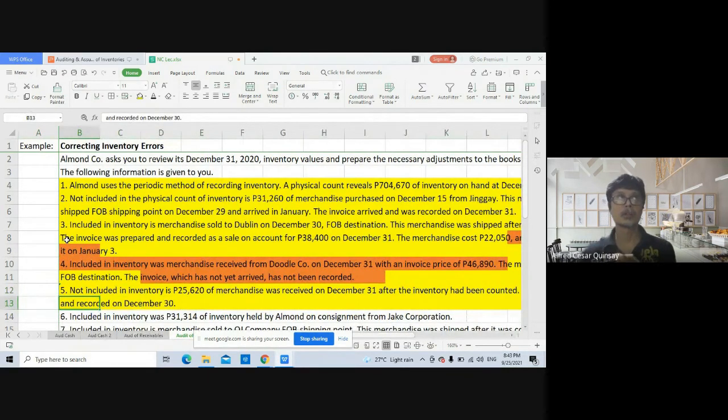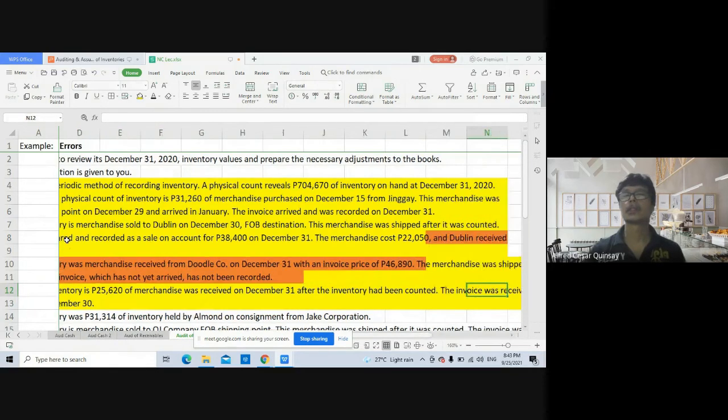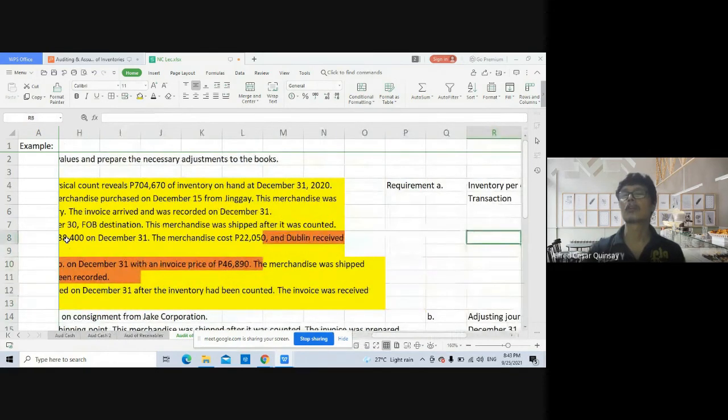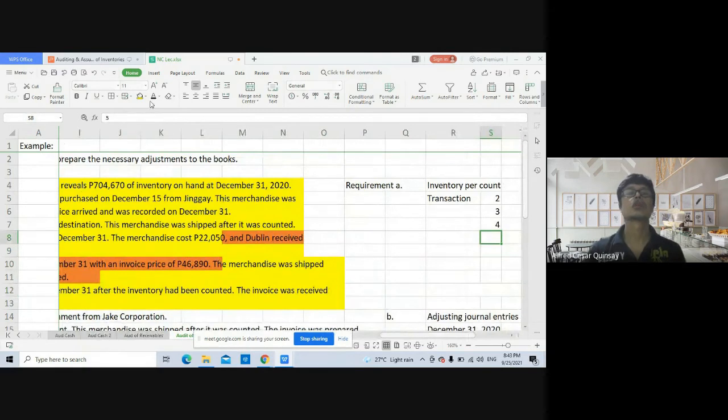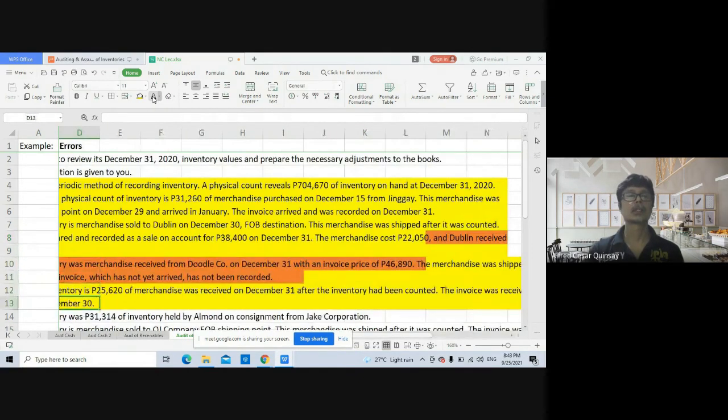Okay, so take note of this, no? There's a difference between yung sa invoice, which is to recognize the payable, and yung sa inventory, which is we have already received that and included in our inventory. Okay, so this is the value of the transaction. That's 25,000. Okay, so we should include that because it says it was not included. So for 25,620.